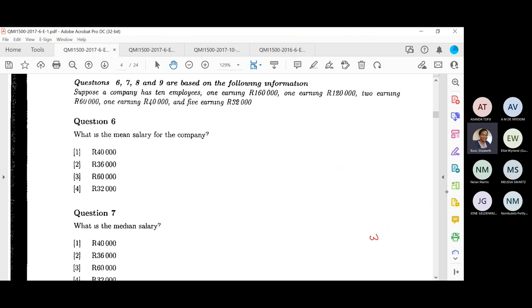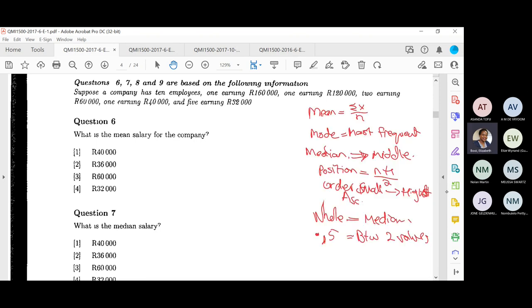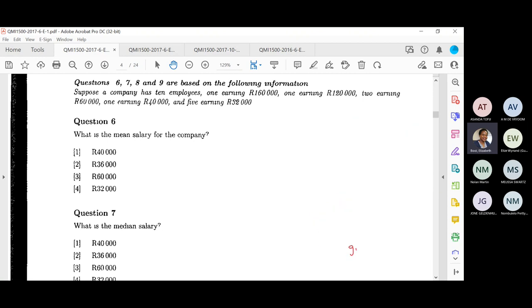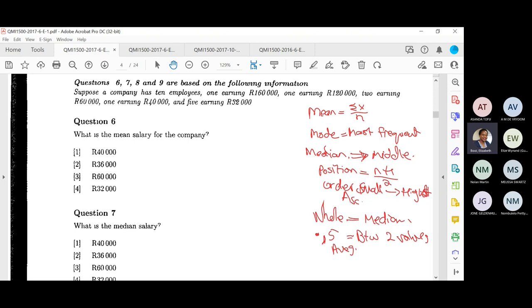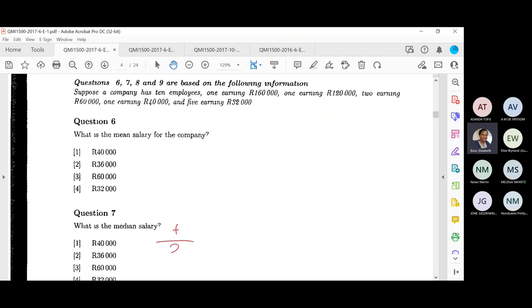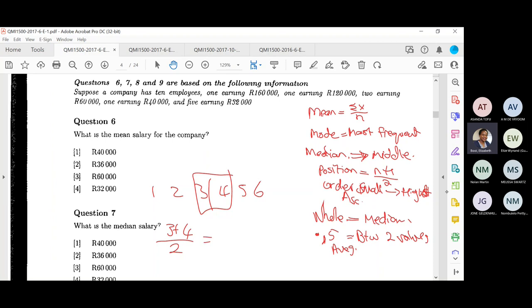It will be between two values. And when it's between two values, then you're going to take the average of the two values that the median position falls in. So if we have 1, 2, 3, 4, 5, 6, and the middle value sits between 3 and 4, you're just going to say 3 plus 4, and you divide that by 2, and your middle value will be 3.5. That's how you will find the median, the mode and the mean. Okay, so you need to remember all that.